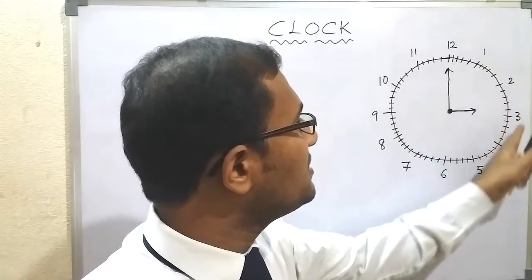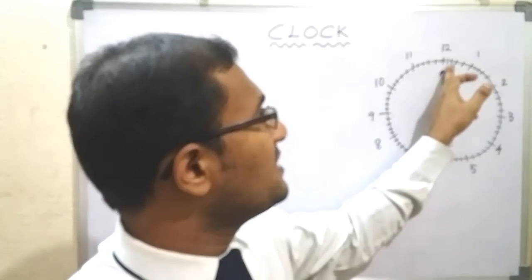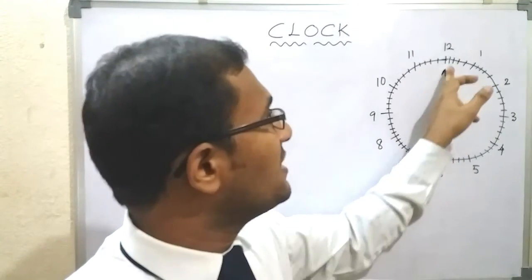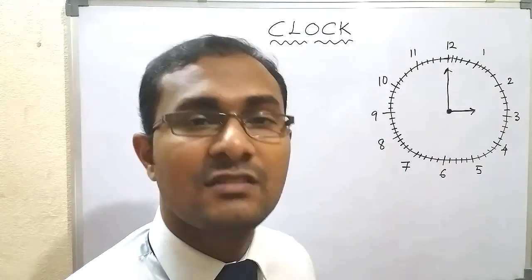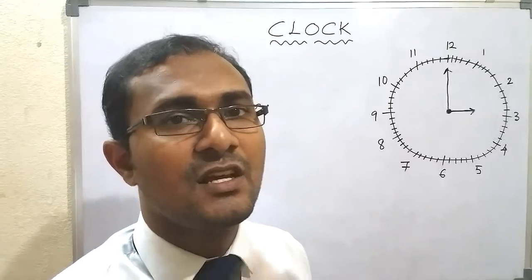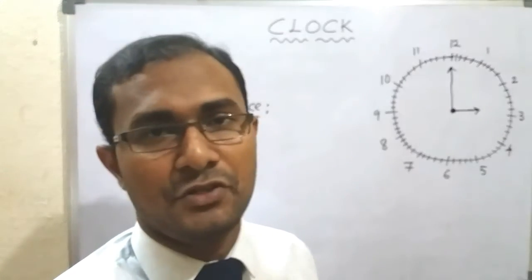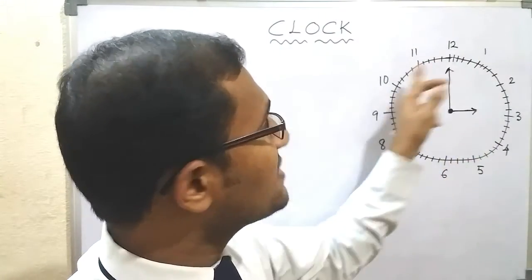So what is the total minute space of this clock? 60 minutes space. So simply remember, for every 1 hour 5 divisions are there. Similarly for every 2 hours 10 divisions are there, for 3 hours 15 divisions. It means for 1 hour if it is 5, then for example 5 hours means 5 into 5. Just simply remember.